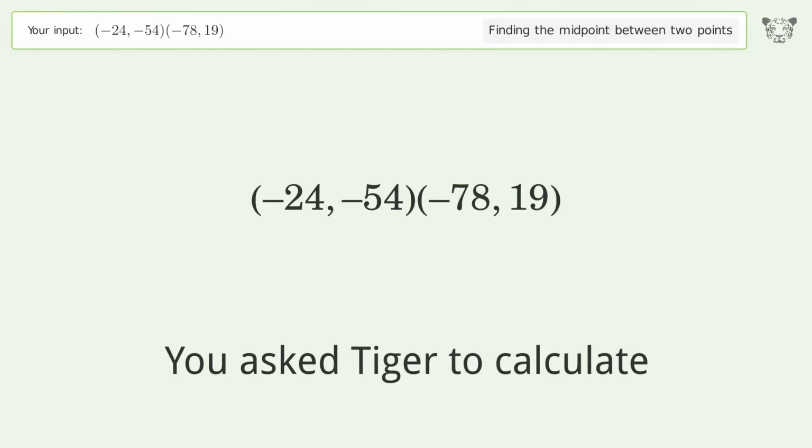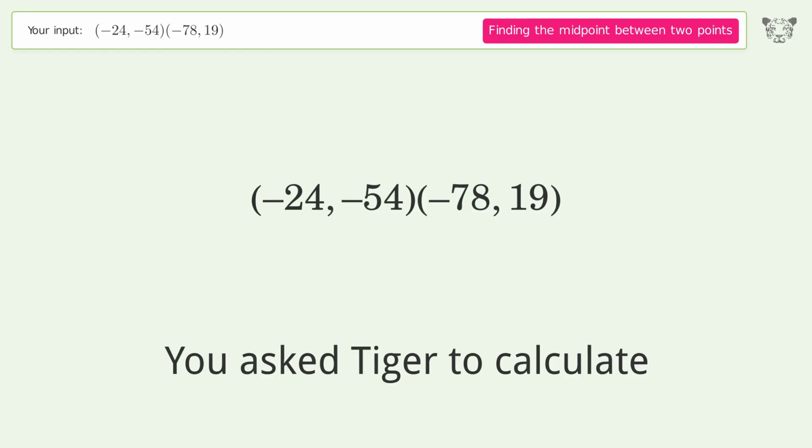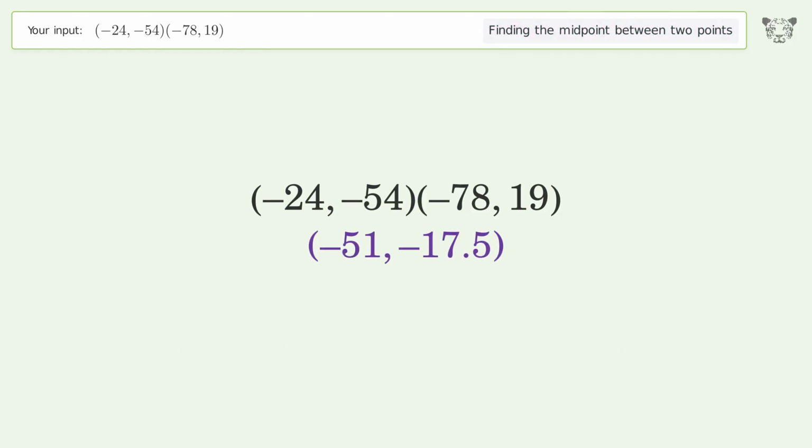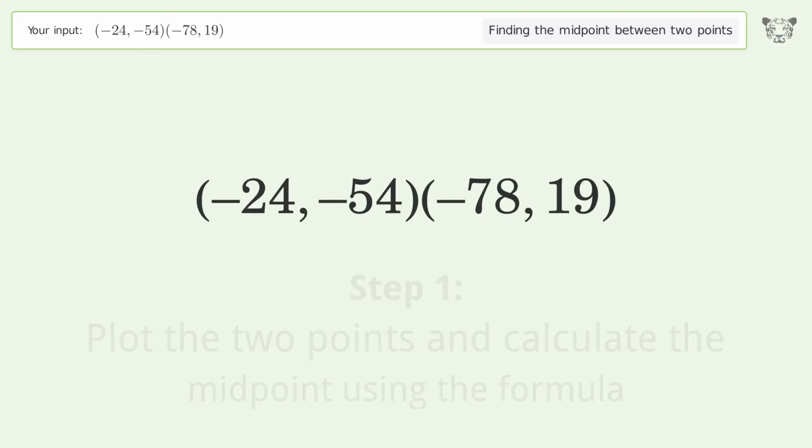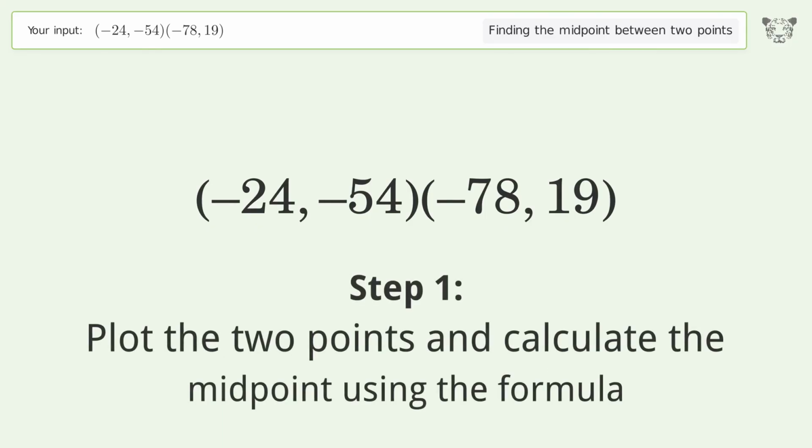You ask Tiger to calculate. This deals with finding the midpoint between 2 points. The midpoint between the 2 points is -51, -17.5. Let's solve it step by step. Plot the 2 points and calculate the midpoint using the formula.